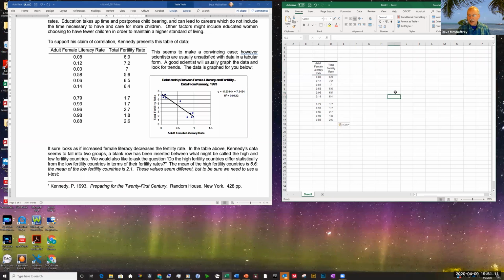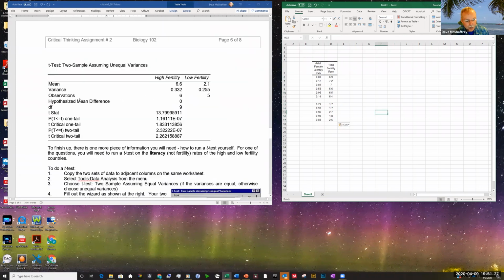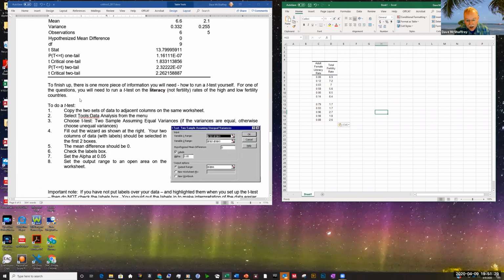Okay. Now I need to do a little bit more to it because I need to compare these numbers to these numbers, and I need to compare these numbers to these numbers. And the way they're arranged right now, it's not the easiest way to do it. Okay. So what I want to do is take my literacy rates and divide them up into two groups.